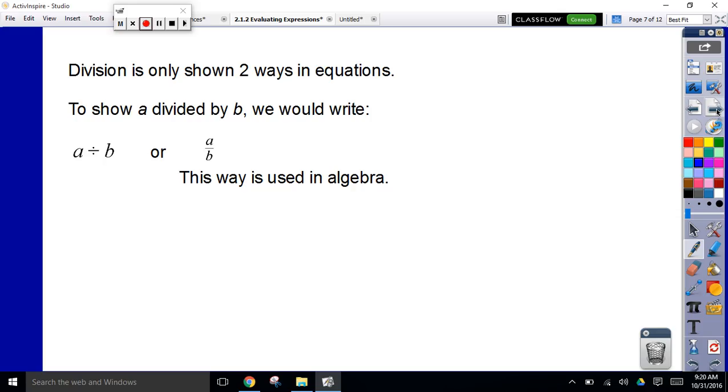Division is only shown two ways in equations. To show a divided by b, the only two ways we could really write this are a, division sign, b, or a over b. A fraction bar means division. This is the way we're going to use in algebra. So when you see a over b, you don't automatically need to think fraction. You can also think this is just a divided by b.